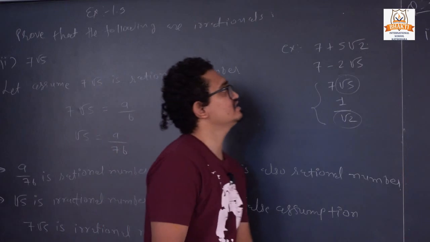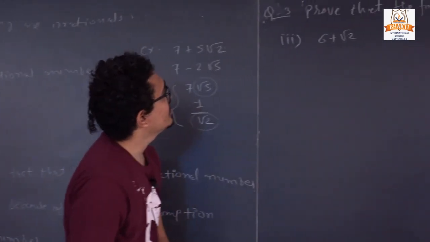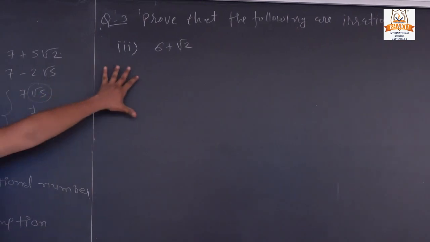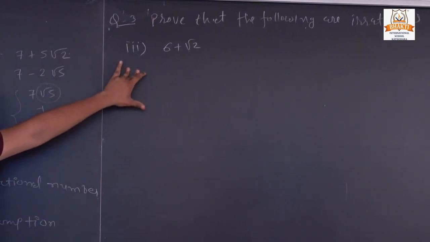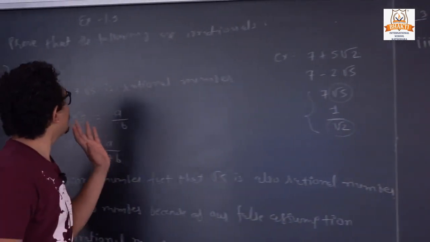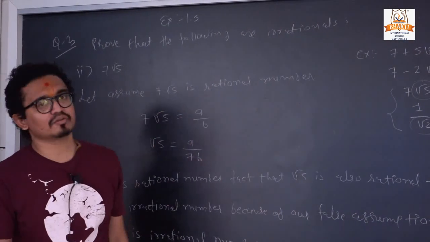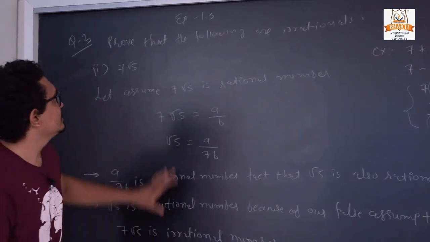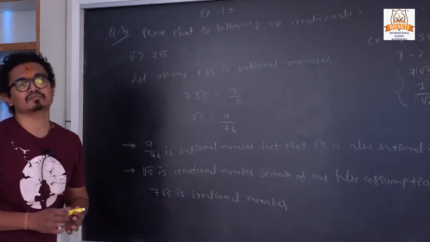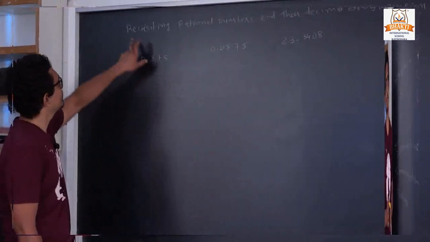Now the last term of that exercise: prove that the following are irrational numbers. It will be the same as our question number 2, so it will be your homework. Just note down all these sums in your fair book. So we can conclude that this exercise depends on our theorem number 1.3.